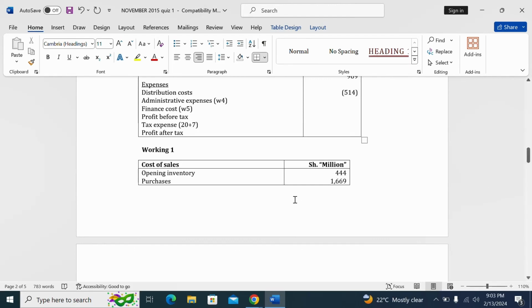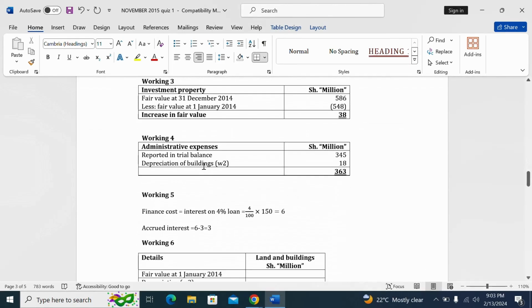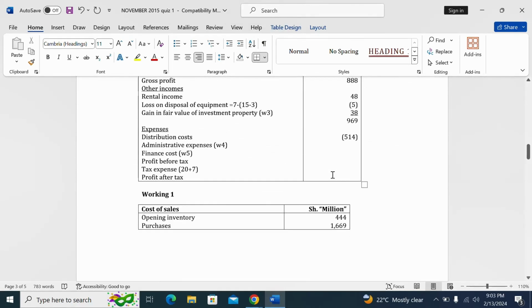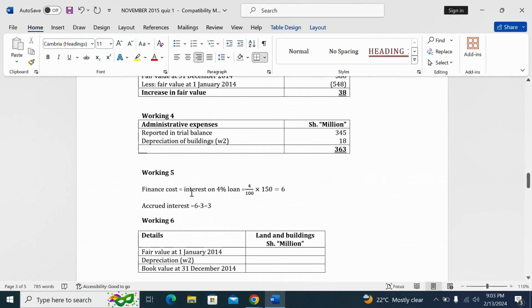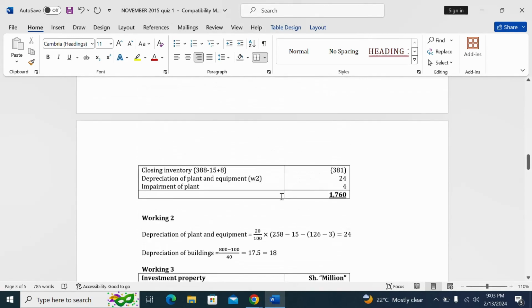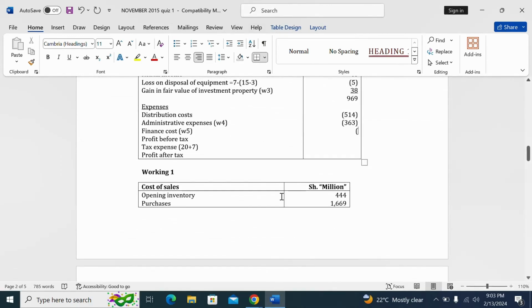Administrative expenses, we have done our working number 4, 363. Our finance cost, we have done our working 5, which we got 6 million.